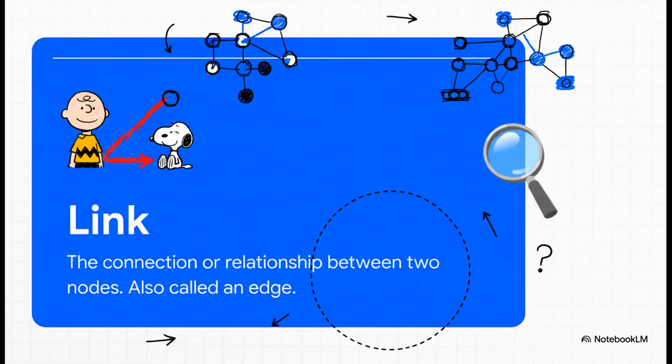Next up, we've got the link. Sometimes people call it an edge. This is just the line that connects two of our nodes. And that line represents some kind of relationship. So the friendship between Charlie Brown and Snoopy. Yep, that's a link. It's literally the connection part of this whole connected web.